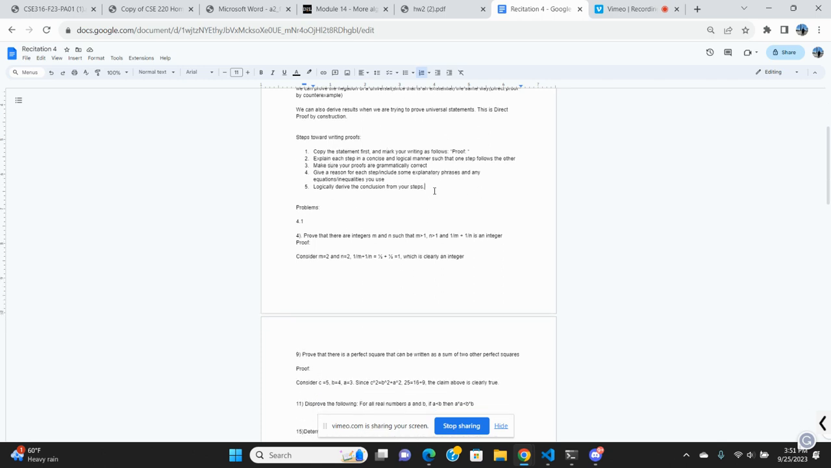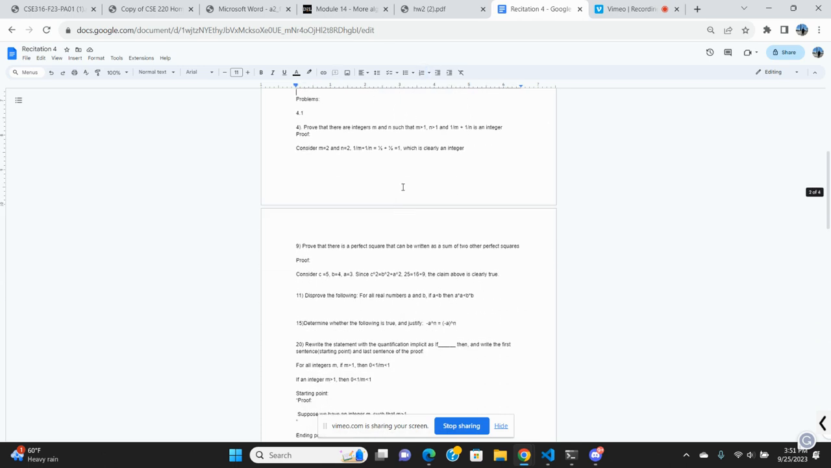I do understand that this is kind of abstract, so let's jump into the problem statements. Here are some steps toward writing proofs: be concise. Always make sure you start out with "Proof" and copy the problem statement. Make sure your proofs are grammatically correct, explain every single step and include all necessary equations, and then derive the conclusion.